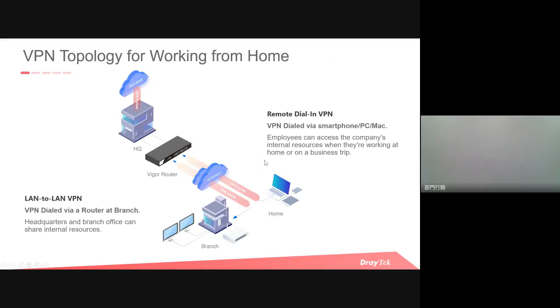Okay, so now we look at the types of VPN tunnels. There are two main types of VPN tunnels in the DrayTek routers. First, we can see the LAN-to-LAN VPN tunnel, which is used to connect two whole LANs to each other. So in this scenario, the branch office can share the internal resources in the headquarters through just one VPN tunnel.